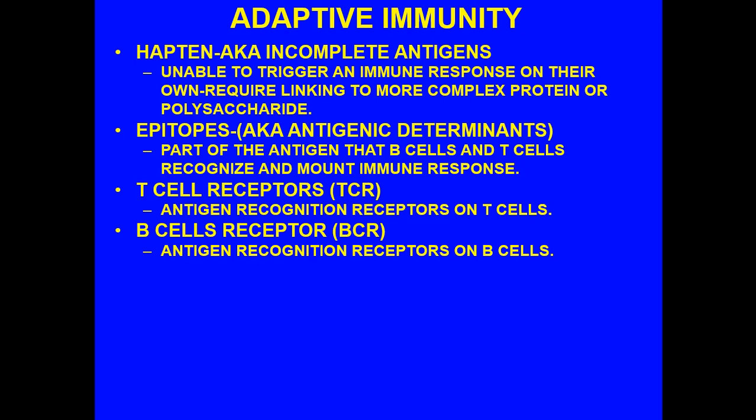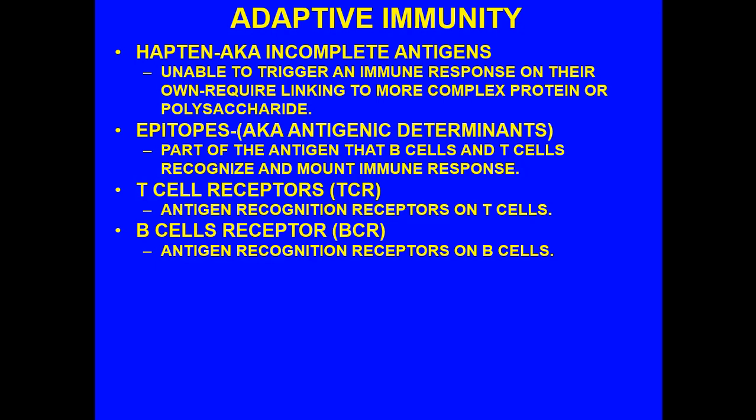The hapten on its own is unable to trigger an immune response. So what happens is that it may require linking to a much more complex protein or polysaccharide. And in some ways, when you design vaccines, it's the same way. We sometimes attach a smaller antigenic agent, an incomplete antigen, to a much larger molecule to stimulate an actual immune response to the particular hapten that we're looking at.